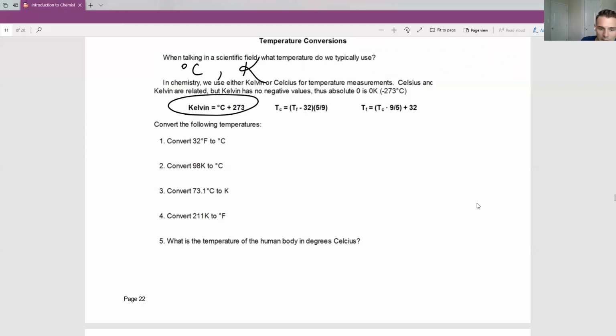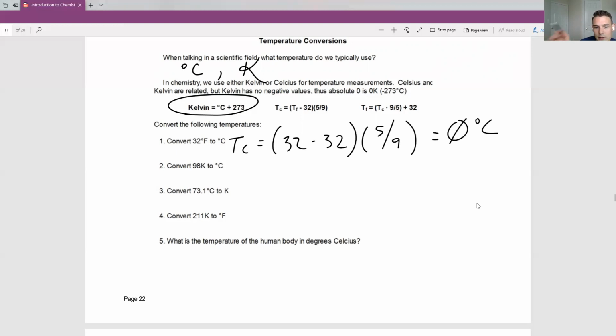I'm going to show you a couple of them, and I will write all the answers out, but you can do them yourself because it's merely algebra at this point. So we want to go from 32 degrees Fahrenheit to degrees Celsius. So I'm going to use temperature in Celsius is equal to 32 minus 32 times 5/9, which of course is 0 degrees Celsius. We know that one.